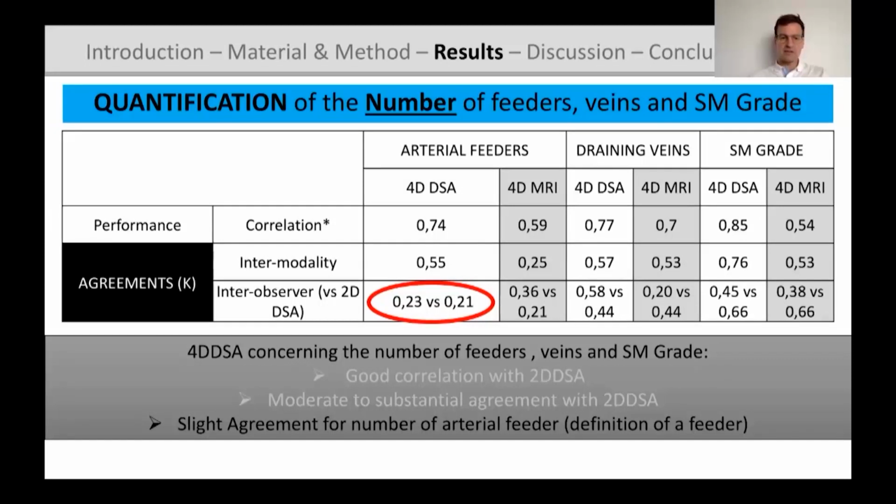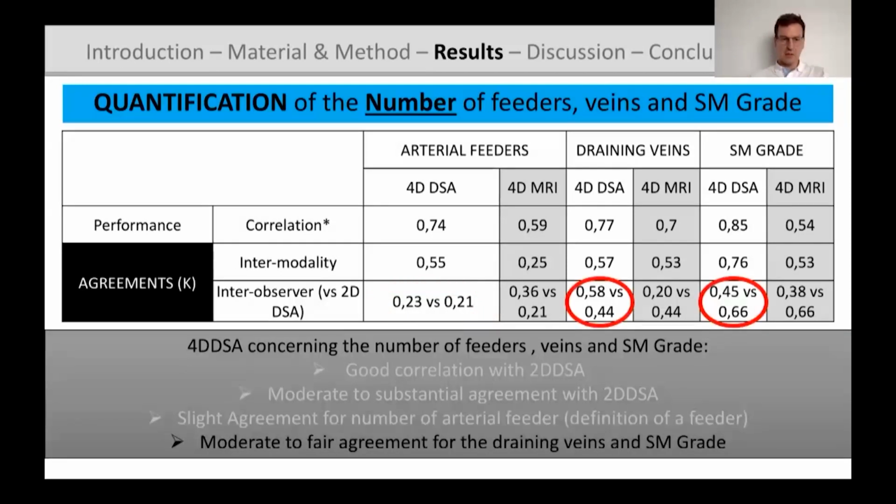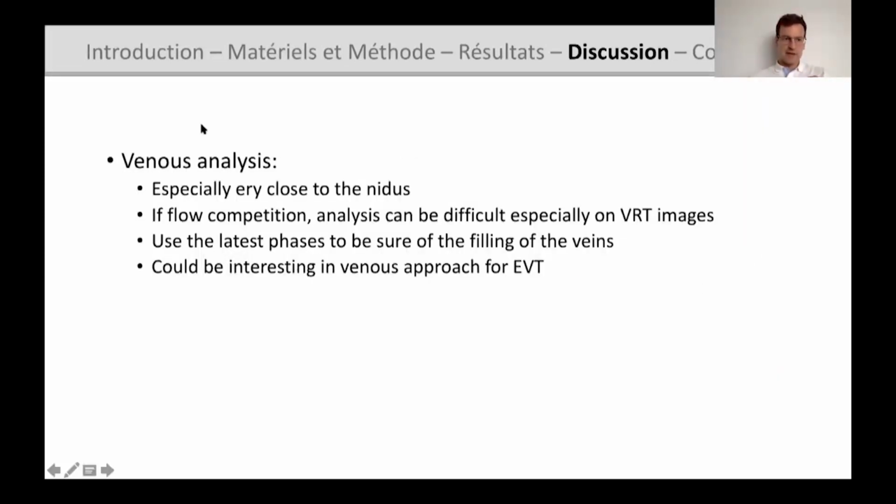I think the matter here is the definition of what is a feeder. It is what you see, what you can use, and it is always this kind of thing when we talk about AVM angioarchitecture analysis. We also found a moderate to fair agreement for the draining vein and the Spetzler-Martin grade.